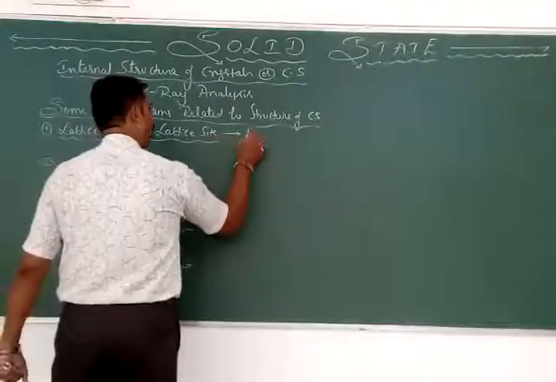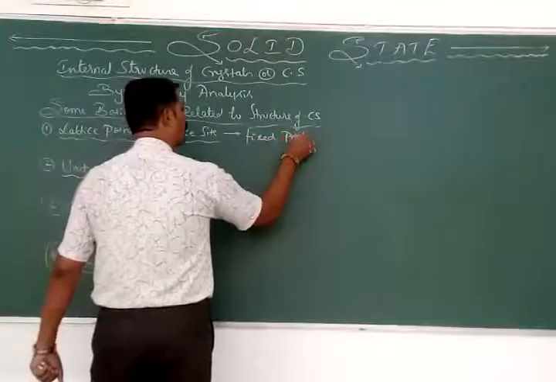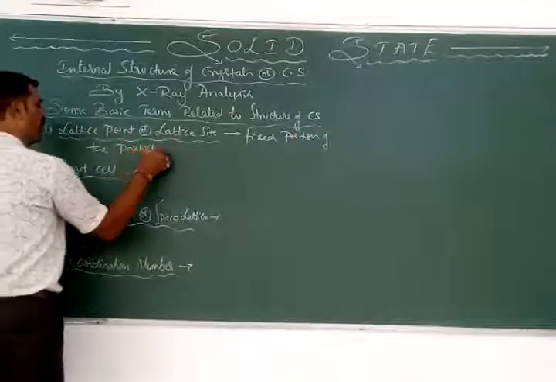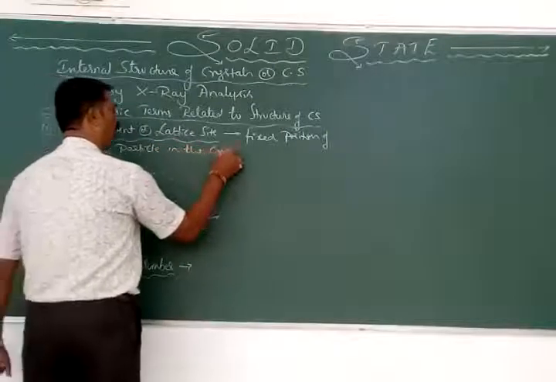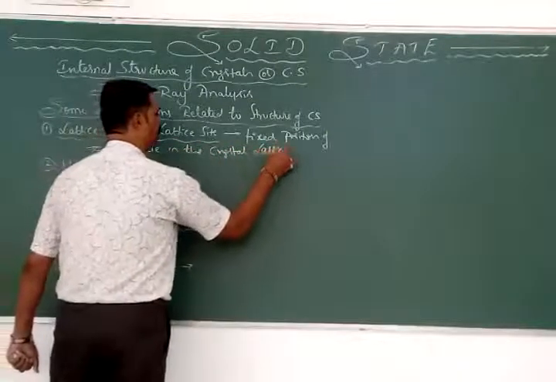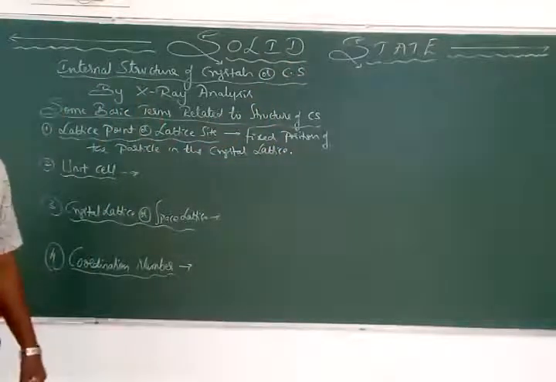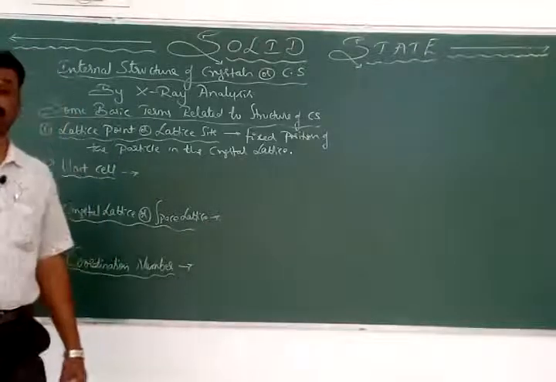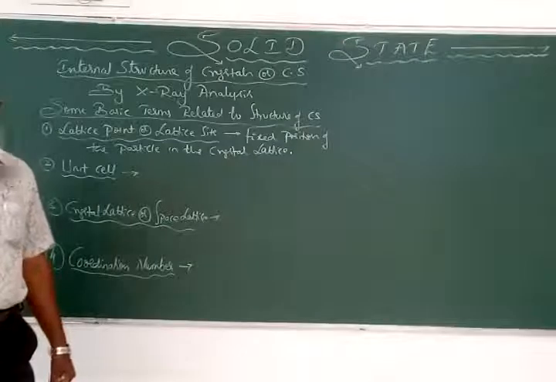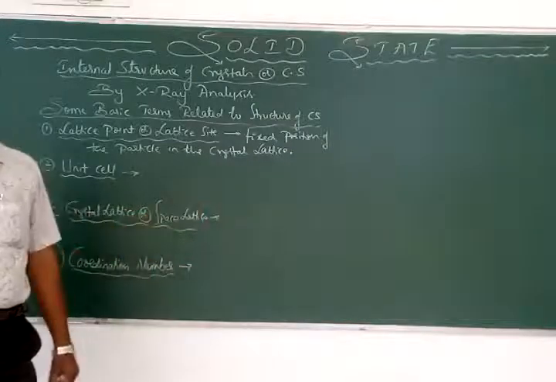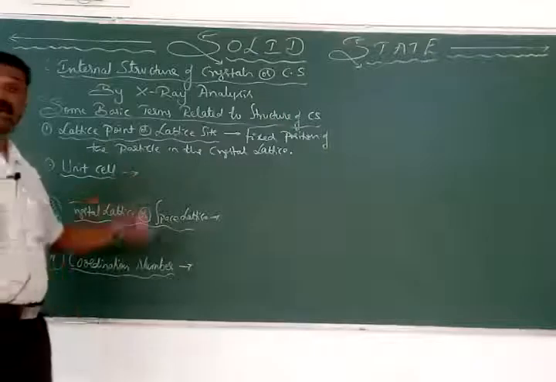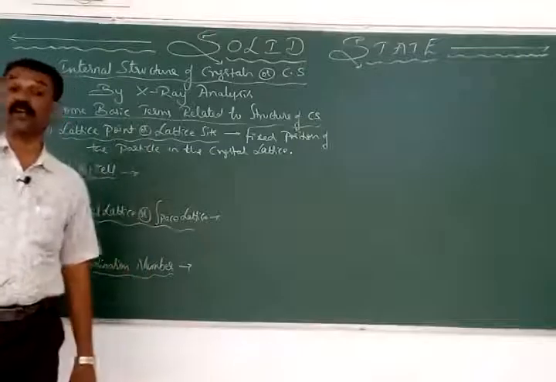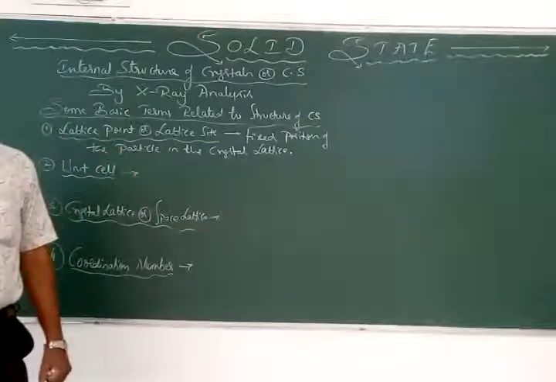Let's have the lattice point. It is the fixed position of the particle in the given crystal lattice. That particle may be, as usual I have mentioned, in the form of an atom or an ion, or sometimes a molecule, whatever may be the bond existing between them. Any fixed position of a particle in the given crystal lattice refers to the lattice point, or it is also called the lattice site.